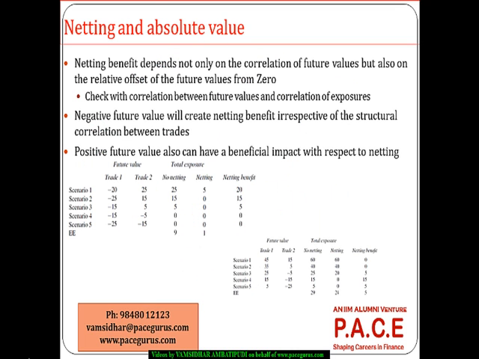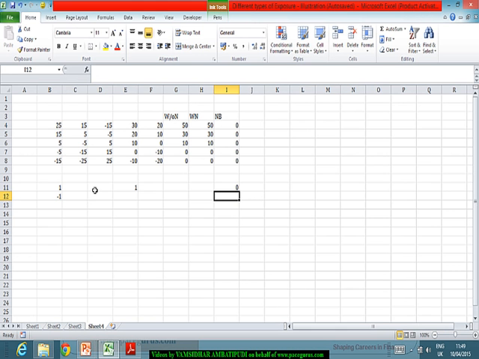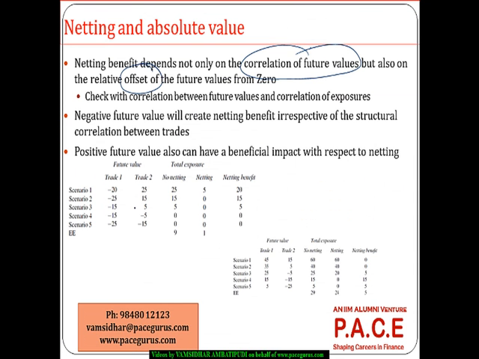Then the other side that I am looking at, apart from the netting, wherein we have looked at the correlation of the future values, is that I also need to look at the relative offset of the future values from 0. Now if I have to look at the same, let me look at these two examples. Minus 20, minus 25, minus 15, minus 15. So there are trade 1 and trade 2. Right? Now look at the netting benefit.